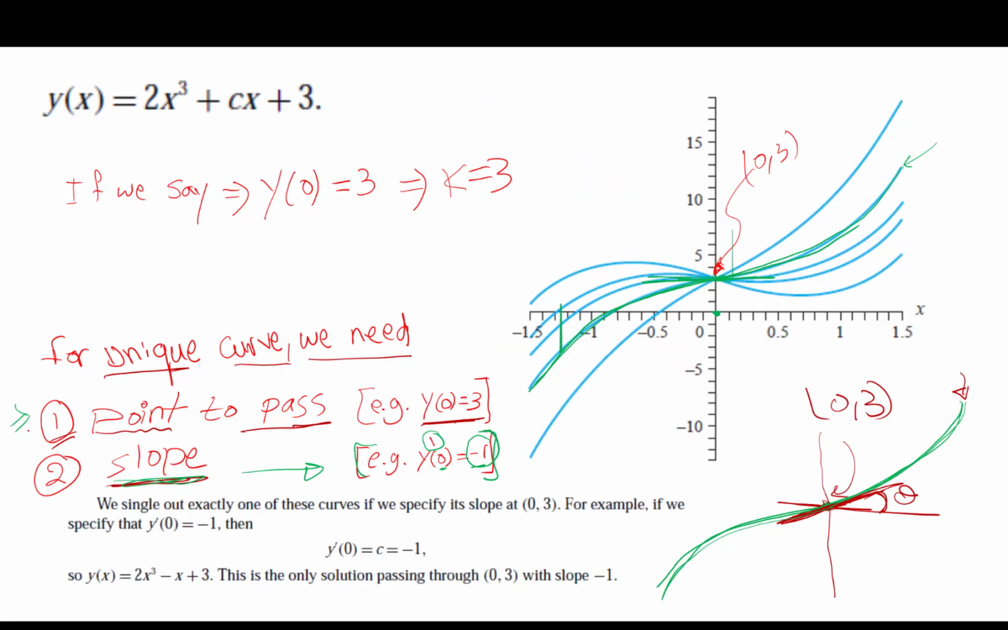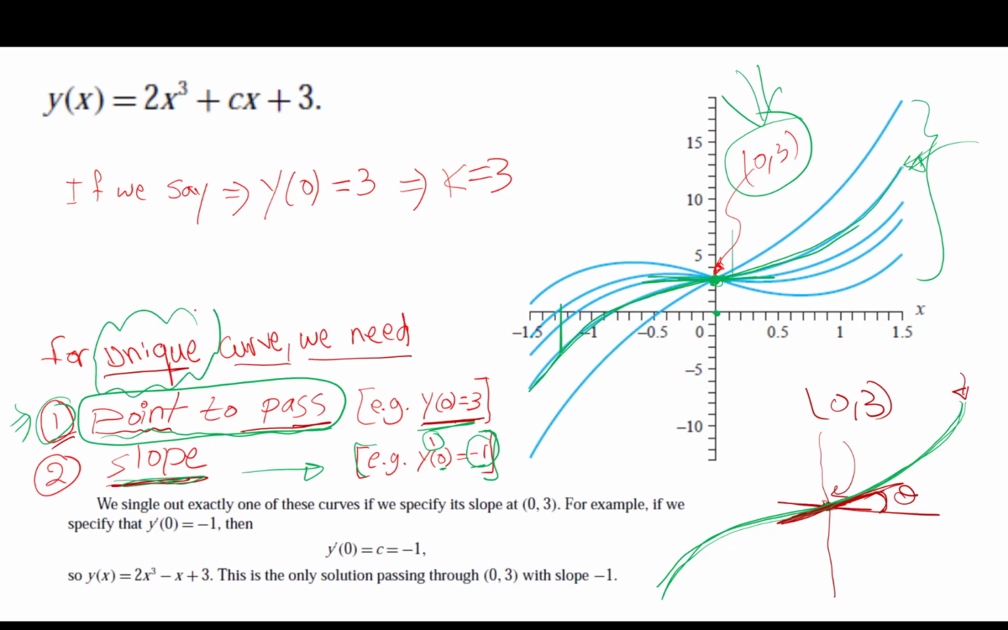The first option is going to be specifying a point using the initial condition. For example, in our case, we specified that we want only the curves which are going to pass through this point, which we specified to be (0, 3). And among these curves, we are going to choose one solution. We call it the unique solution. Take care of this word because we're going to use it in the future many times.